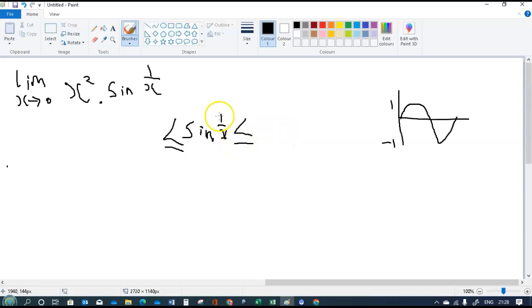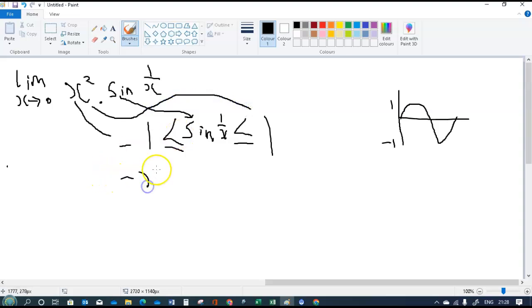Now basically what the squeeze theorem says is take the sine of whatever, put it in between the L's, and put the minimum and maximum value. So put minus 1 over here and 1 over here. Perfect. Now, whatever you're timesing it by, which is this, take this, times it over here, take this, times it over here. So this will become minus x squared less than or equal to sine of 1 over x less than or equal to x squared.